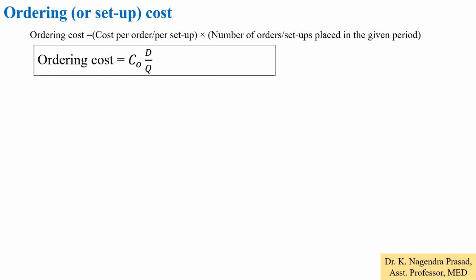Next, ordering cost. The ordering cost is the cost per order, that is C naught, multiplied by the number of orders. The number of orders is D by Q: annually how much demand is required, and how much we order each time. So ordering cost equals C naught into D by Q. These are the formulas generally used while solving problems.